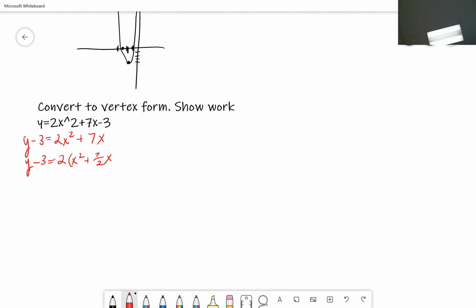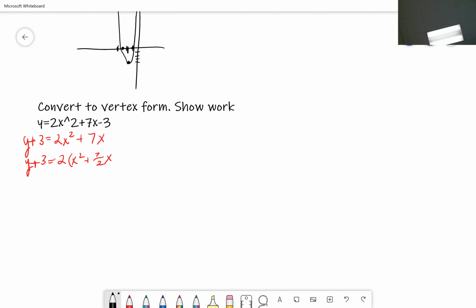Add what? No, we moved it over on purpose right now. Oh, sorry. Thank you. No, that's correct. Yeah, you add it to the other side. That's my fault.